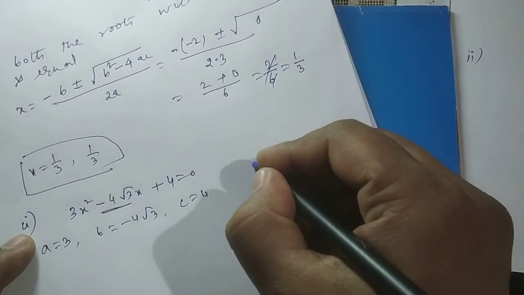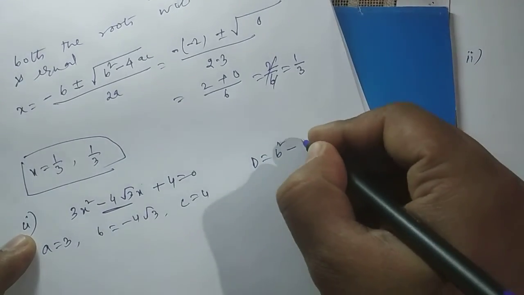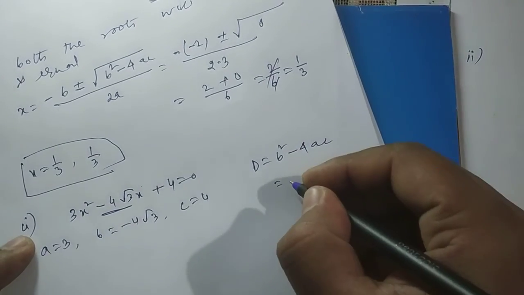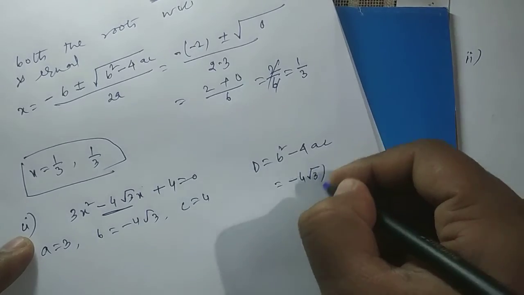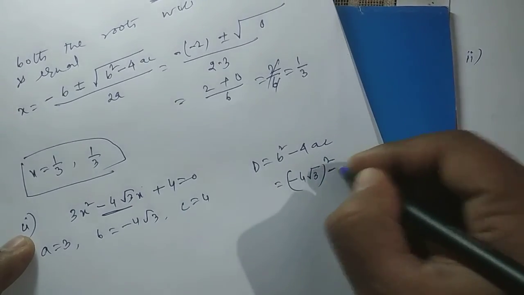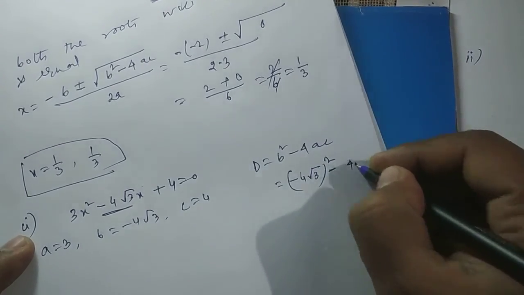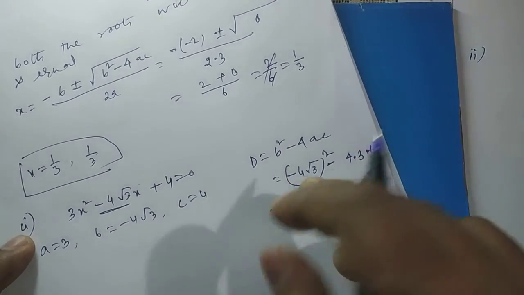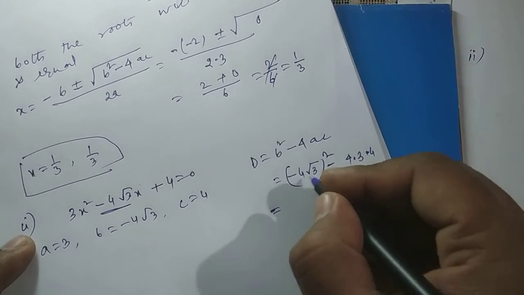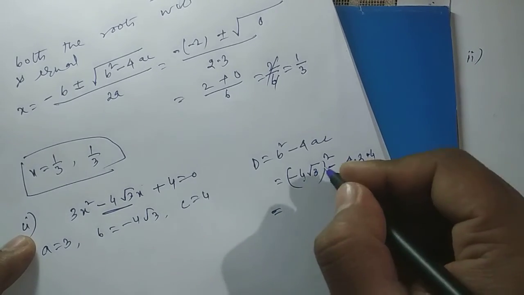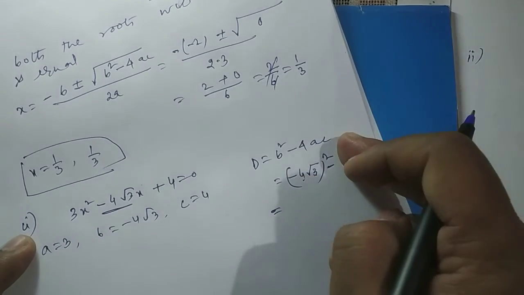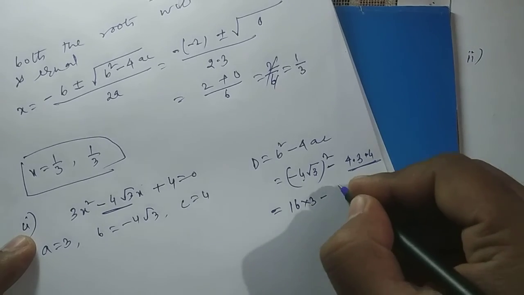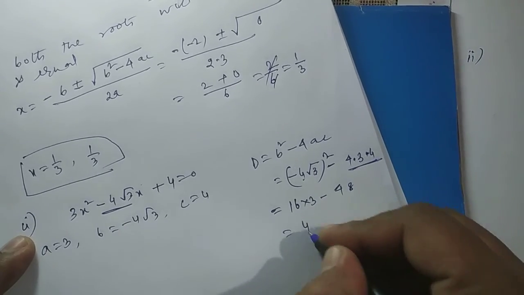Here the discriminant is b square minus 4ac. First, let us find the discriminant like before. Minus 4 root 3 whole square minus 4 into a, 3, c is 4. Minus 4 root 3 whole square means it will be squared: 4 will be squared, 3 will be squared, and minus will be squared, which means it will become plus. 16 into 3 minus 48.